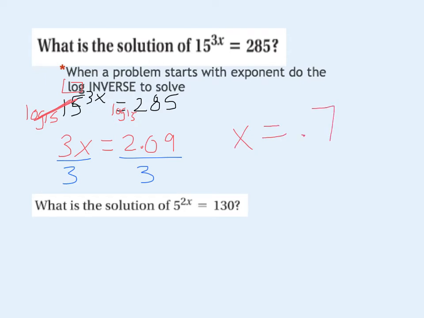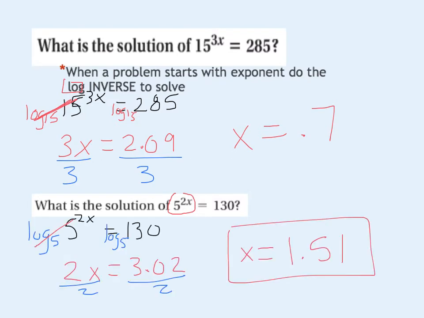So right now I want you to pause the video and attempt to do the second question by yourself. Again, you're starting with an exponent here, so the opposite of an exponent would be to do the log. You should have gotten that x was equal to 1.51. Again, the key here is you want to make sure that the base of the log matches the base that you're trying to cancel out. So log base 5 on both sides, and then divide by 2.